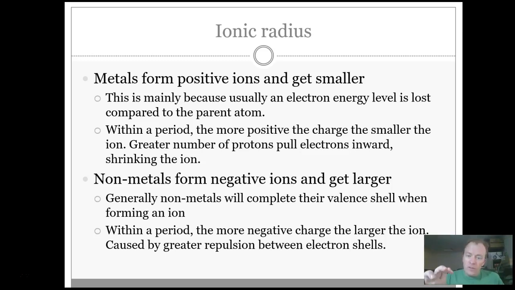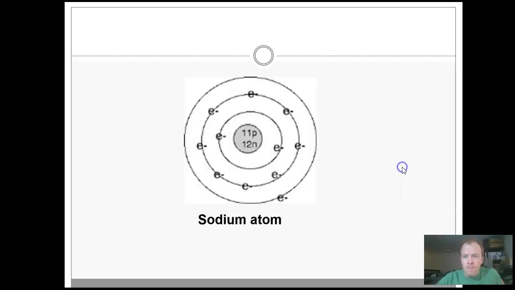So nonmetals, what happens with them is they gain electrons, and they're going to generally get larger because they're not losing entire valence shells, they are gaining and filling up their valence shells. So the more negative the charge, that generally makes the nonmetal ions larger because there's greater repulsion between the electron shells. So again, that's kind of the gist of it. Let me show you a couple things to try to help you understand that.